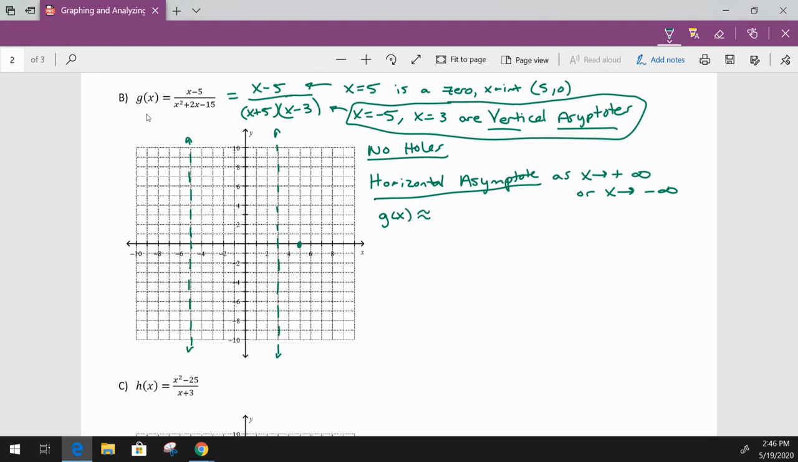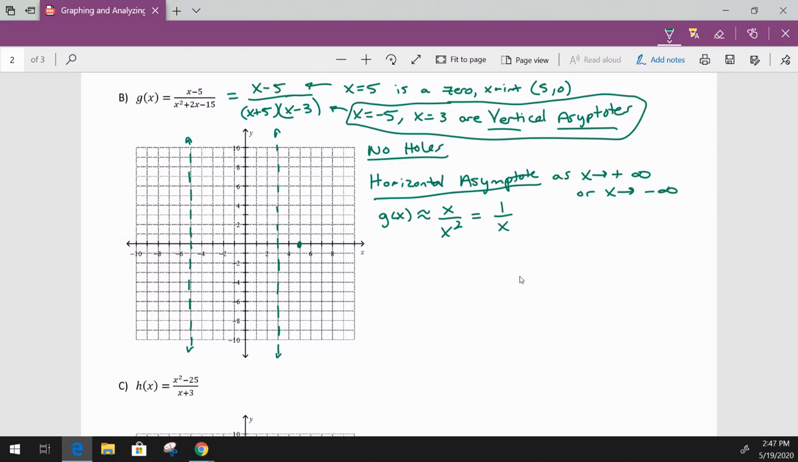So our g of x function is going to be approximately, if we look back at the original one, as these x values are getting bigger and bigger, the -5 in the numerator is going to become insignificant, so will the 2x minus 15. So we basically get down to just x over x squared, the highest degree term in the numerator and the highest degree term in the denominator. If we reduce x over x squared, we get the fraction 1 over x.